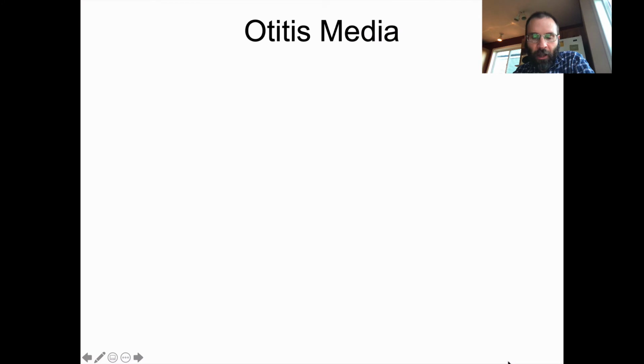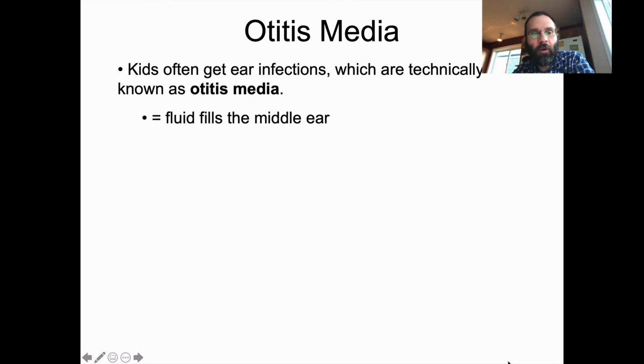So another problem with hearing that can emerge is what happens when you get an ear infection. This happens a lot with kids, and it's known as otitis media. The "otitis" is the same root as bone in Latin, I believe, like ossicles. It's like an inflammation of those bones in the middle of your ear. Media means middle. What happens is fluid fills the middle ear and prevents those bones from vibrating in the way that they should.